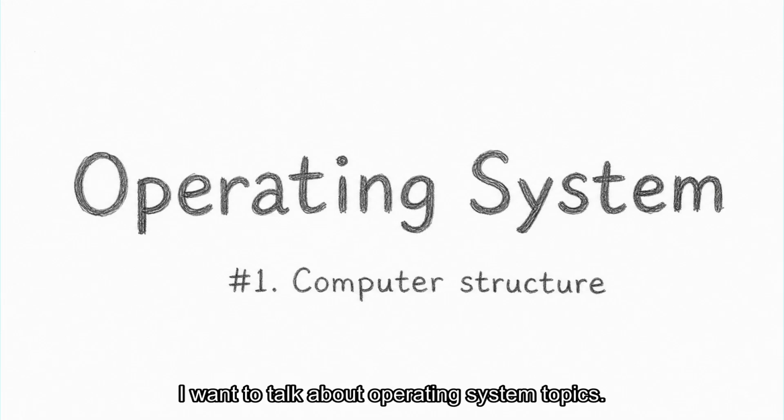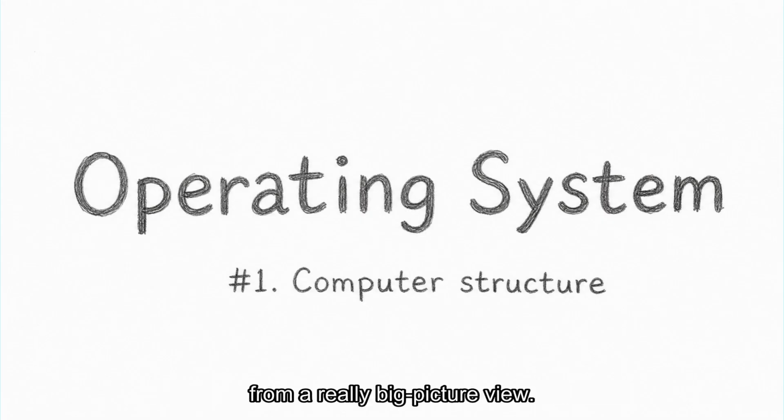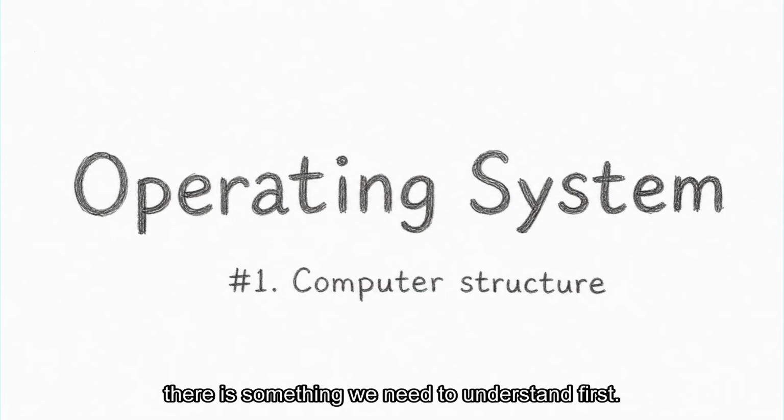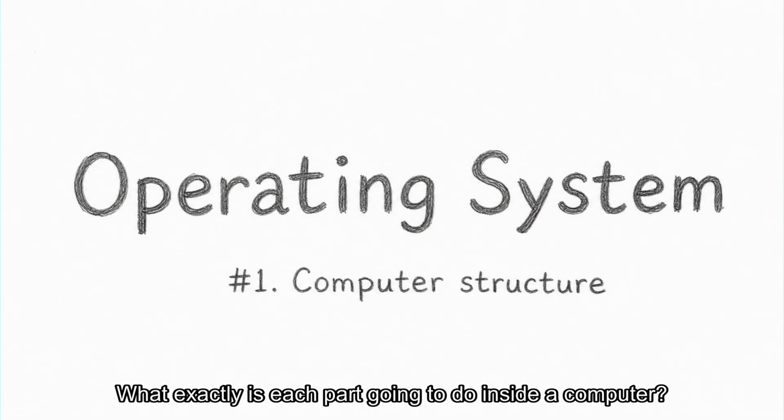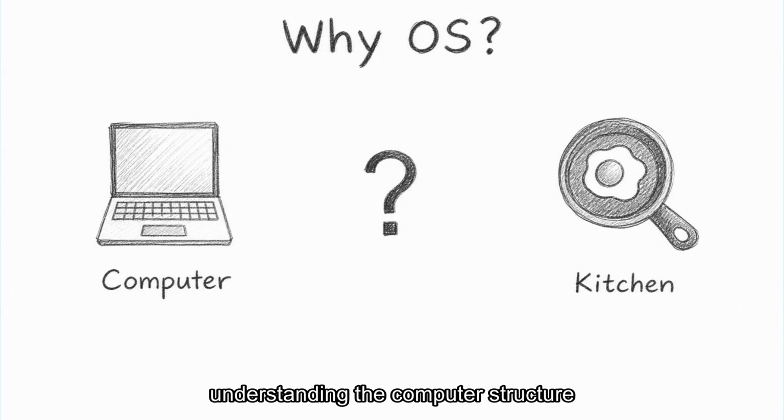Hello, I want to talk about operating system topics. So today, I'm going to organize the computer's overall structure from a really big picture view. To understand an operating system, there is something we need to understand first: what exactly is each part going to do inside a computer? I think understanding the computer structure makes me clearly understand why an operating system is necessary at all.